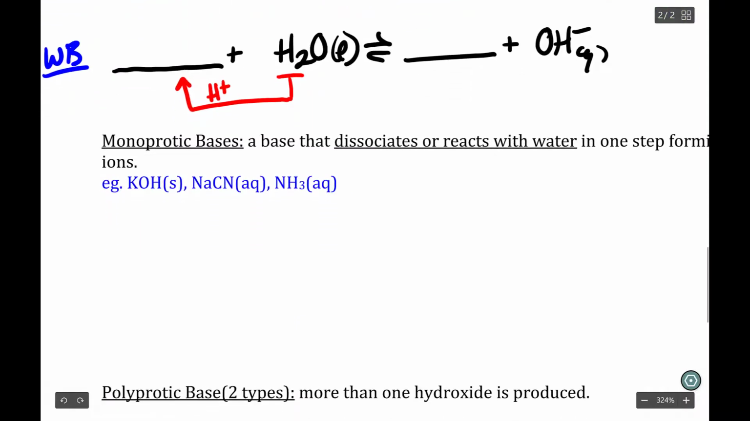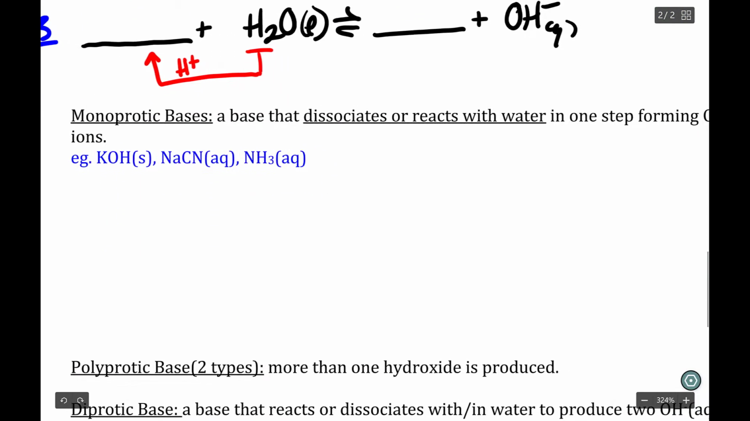So let's look at these first. A monoprotic base is a base that's either going to dissociate or react with water, forming hydroxide ions. So I have 3 examples here. One of them is a strong base, KOH. One of them is a weak monoprotic base, which is an ion. And one is a molecular monoprotic base. So we're going to do one for each of these.